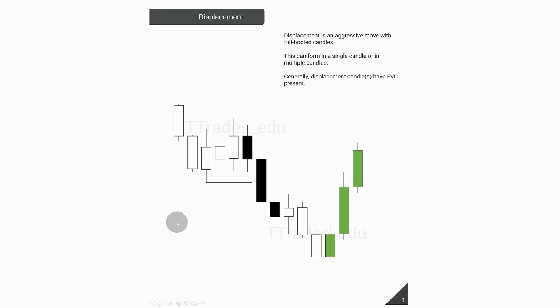Displacement is an aggressive move with full-bodied candles. This can be a singular candle or also multiple candles, and the easiest way to spot it is just looking for fair value gaps. So in this set of price action right here, you can notice we get an aggressive move lower here, breaking this low, closing below, and what do we form? A fair value gap. Similarly over here, we get an aggressive move, breaking this high, closing above, with large full-bodied candles. Now on a higher time frame, these would result in a single candle.